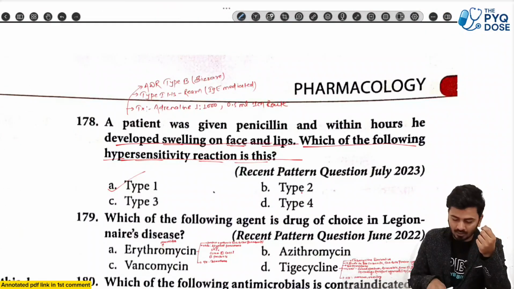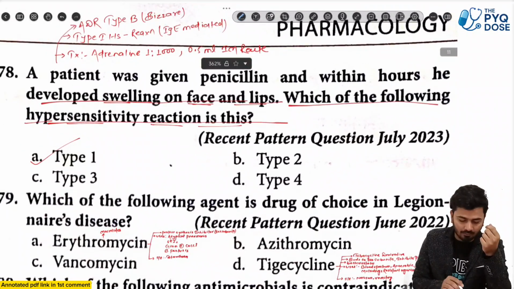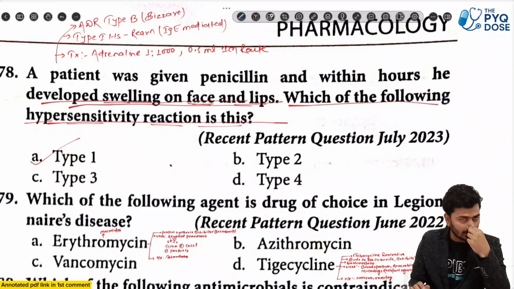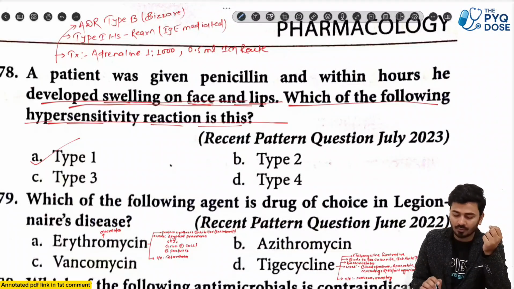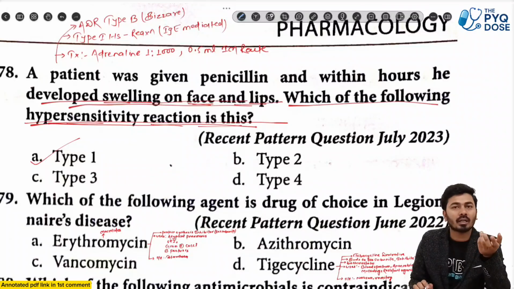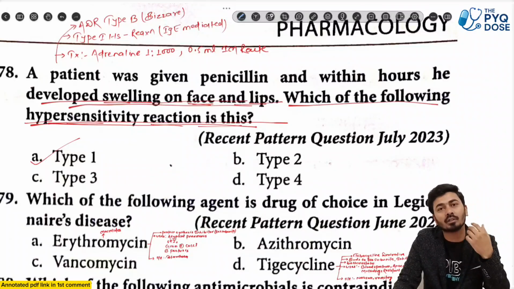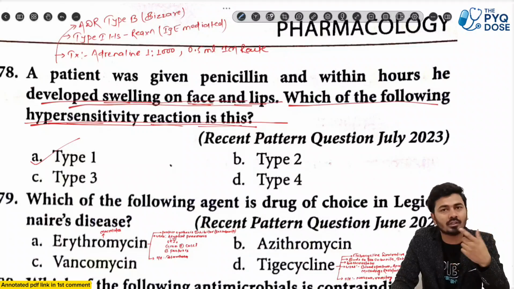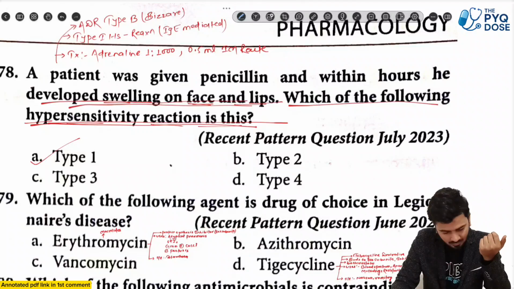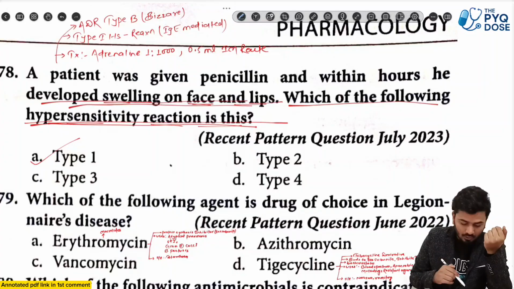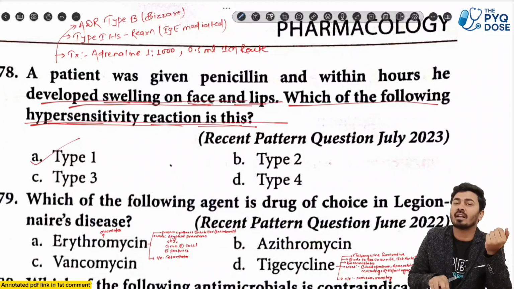A patient was given penicillin and within an hour developed swelling on the face and limbs. Which hypersensitivity reaction is this? After consumption of a medicine, the person is having certain reactions on his body, so this is an adverse drug reaction case. Which type of reaction is this? This is ADR type B.